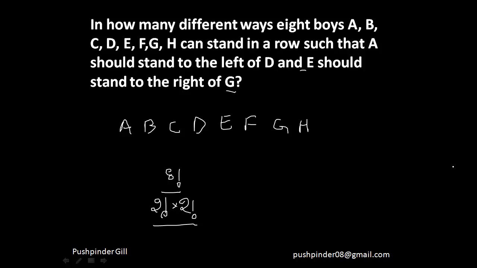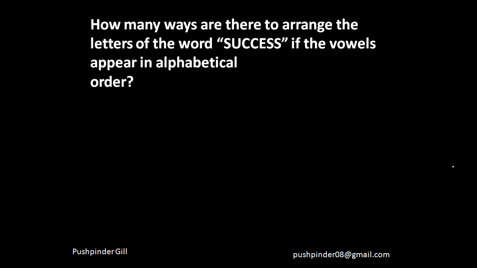Let's go ahead and solve some complex questions. In how many ways can we arrange the letters of the word success if the vowels should appear in alphabetical order? So let us go ahead and try to arrange the word success so that all the vowels should come in alphabetical order. Now, first of all, how many ways to arrange the word success? 1, 2, 3, 4, 5, 6, 7. So there are a total of 7 factorial ways for us to arrange all the letters of the word success.